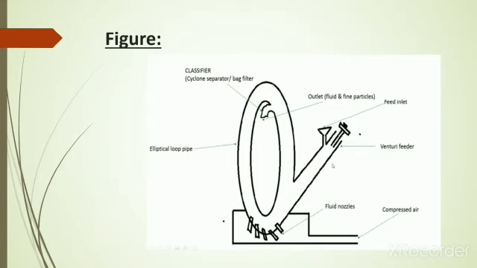This is the figure of fluid energy mill. In this, it is shown that the equipment consists of an elliptical loop pipe, classifier, an outlet, feed inlet, venturi feeder, fluid nozzles, and compressed air supplying pipe.